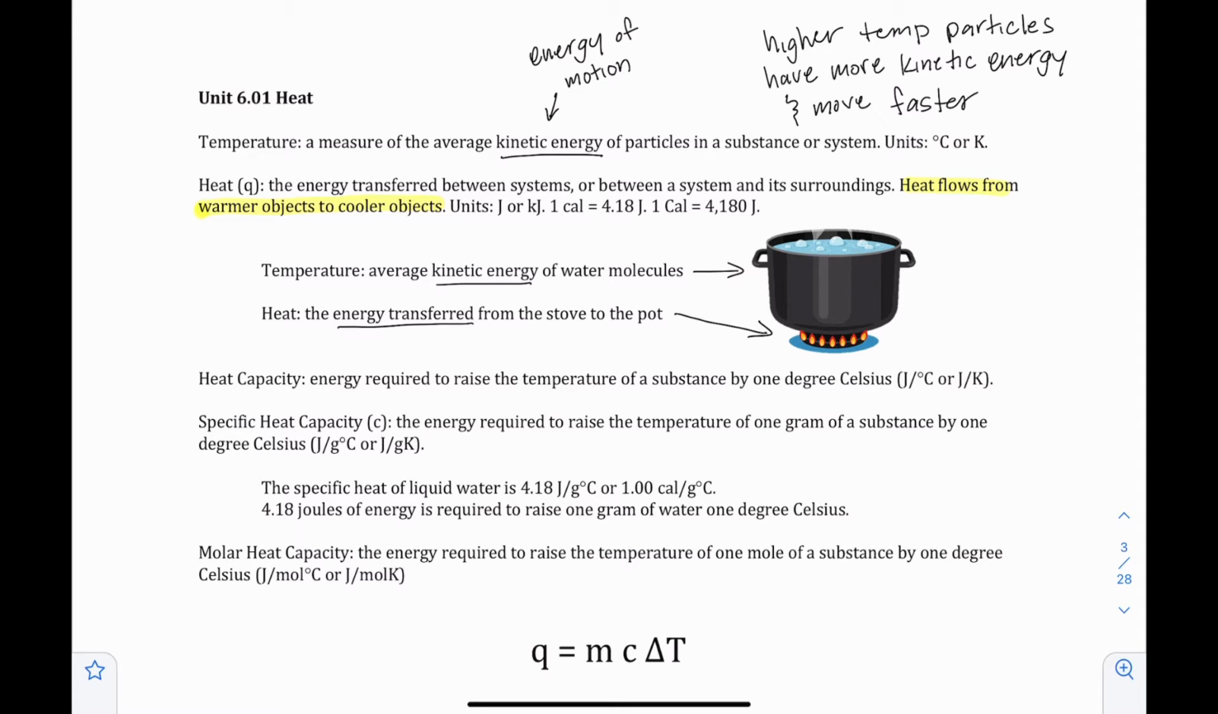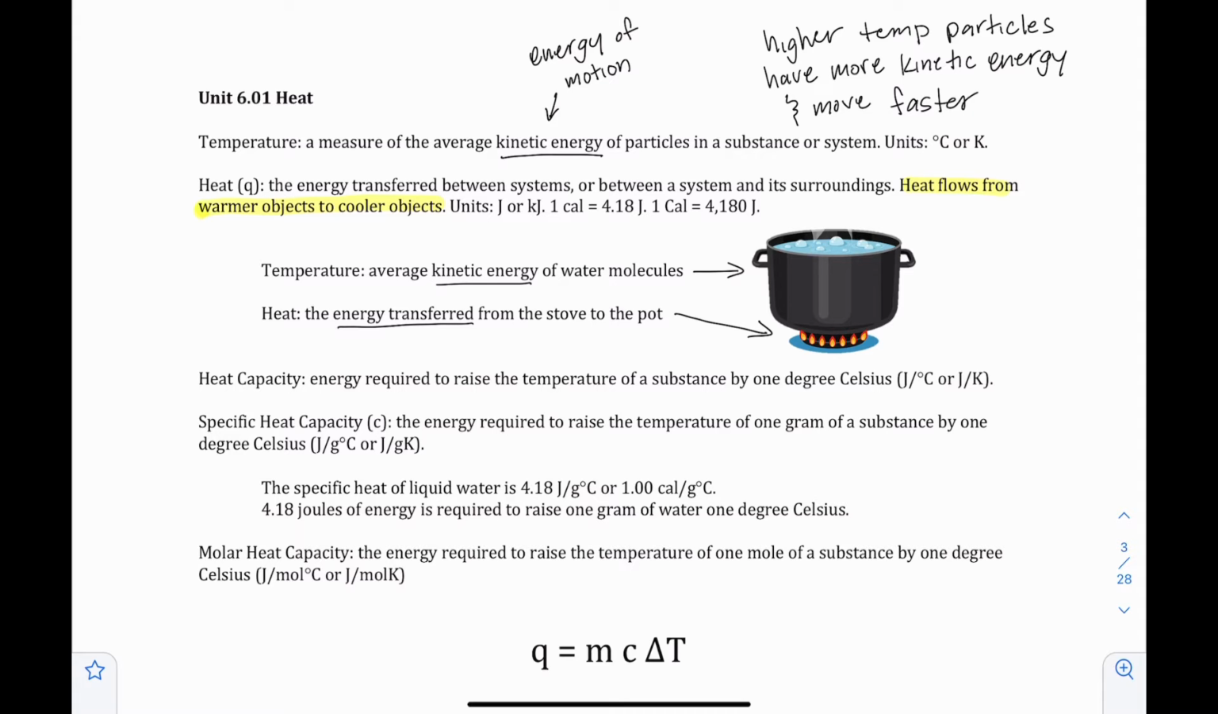So that's a little bit different from heat. Heat is the energy that's transferred between substances or systems, or you can think of it as being transferred between a system and its surroundings. Heat always flows from hot to cold, so from warmer systems to colder systems.